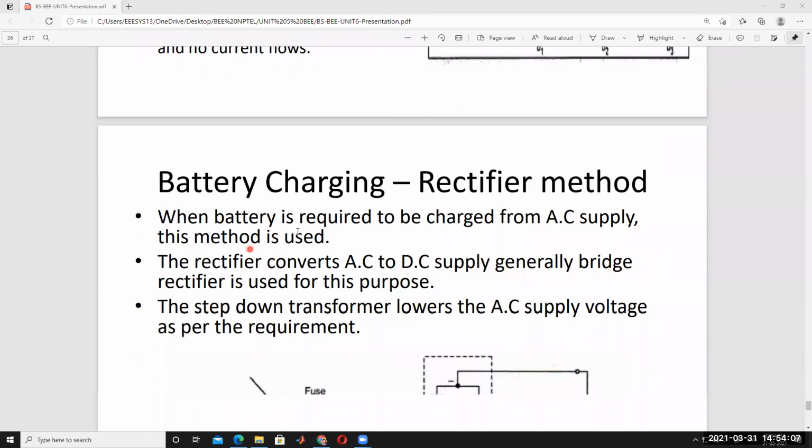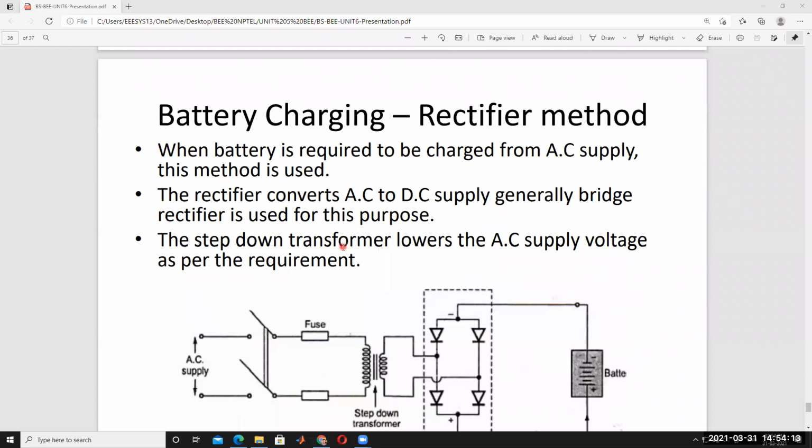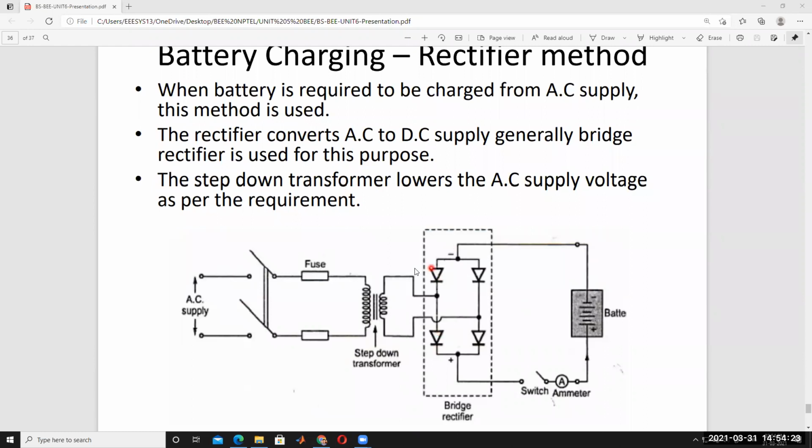When a battery is required to be charged from an AC supply, this method is used. In household applications, we get AC from the supply. That AC is converted to DC by using this type of electronic device inside chargers. Diodes are there, and by using these diodes we convert AC to DC. The rectifier converts the AC to DC supply. Generally, bridge rectifiers are used for this purpose.